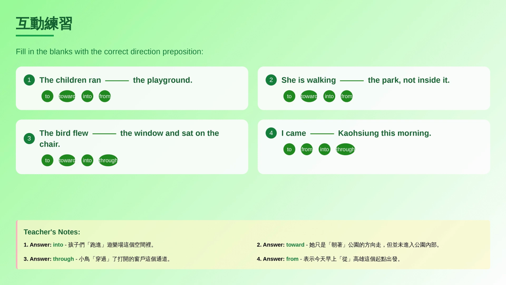3. The bird flew blank the window and sat on the chair. What should be filled in the blank here? The answer is through. The bird flew through the window and sat on the chair. 4. I came blank Chiayi this morning. What should be filled in the blank here? The answer is from. I came from Chiayi this morning.